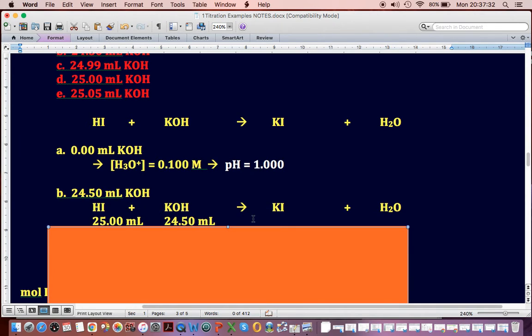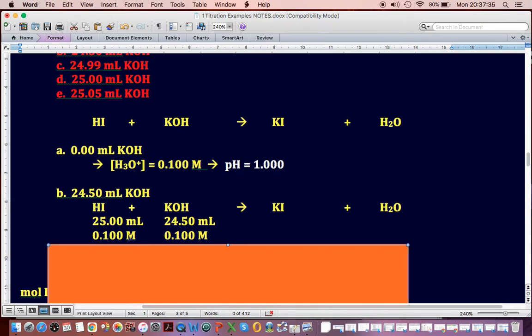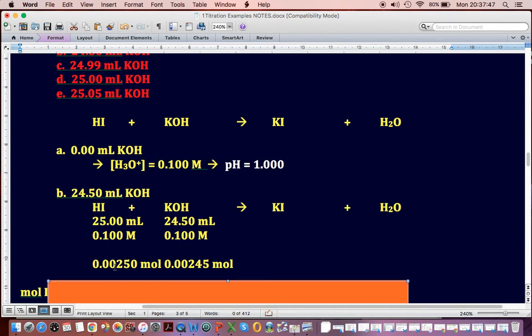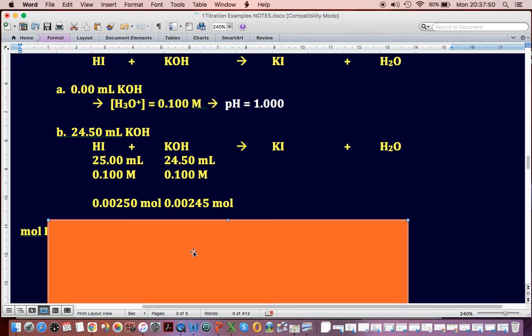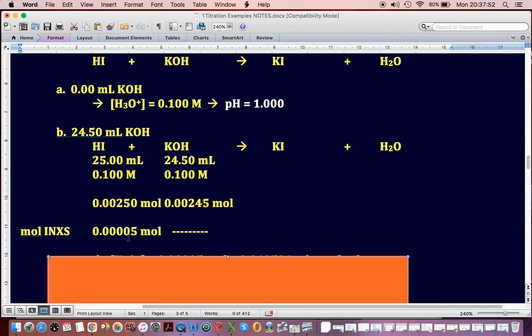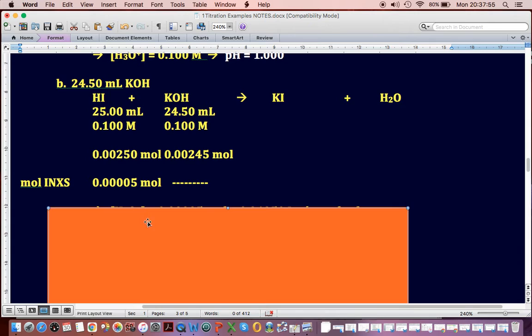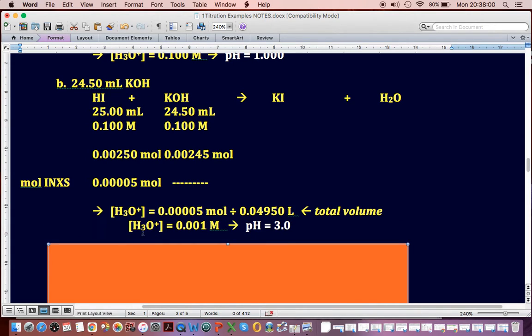B is going to be more obnoxious. So what we see is we had 25.00 milliliters here, 24.50 milliliters here. So we had 0.50 more milliliters of the acid. So it's going to be in excess. So we've done our moles, got our moles of each thing. There's our moles in excess left over. But now we have to add our 2 volumes together to get our total volume. And we do this, we divide, we get 0.001, and our pH is now at 3.0.